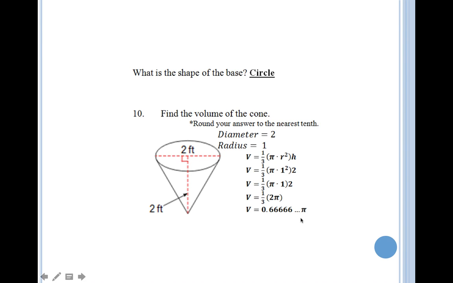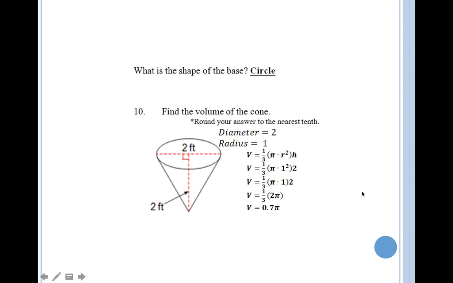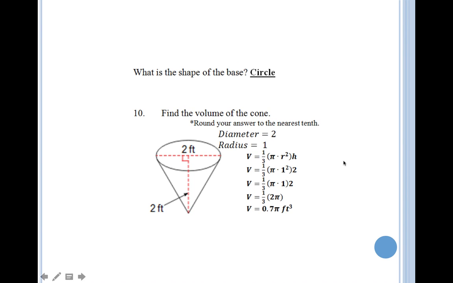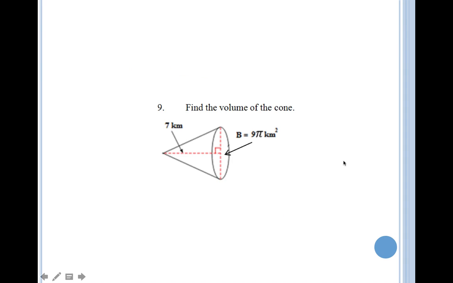Don't forget the pi. It wants me to round to the nearest 10th. Go to the 10th place. Look 1 digit over. It's a 6. It's going to tell my 6 to go up. So it should be 0.7 pi. And then look at your units. Feet cubed.